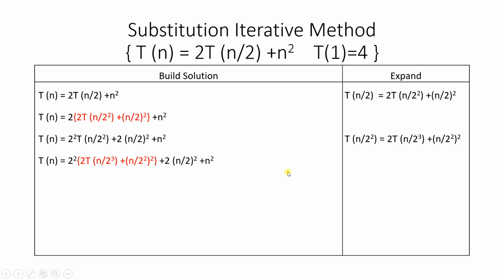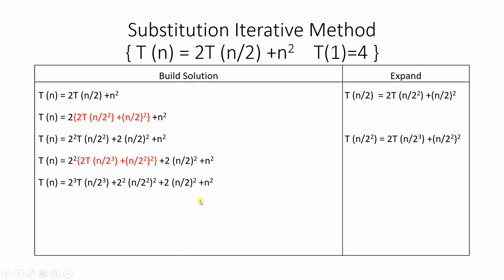So again we come back and replace this value, this T(n/2²), with the expanded equation, and then we solve it, and we get 2³ T(n/2³) + 2² (n/2²) whole squared + 2(n/2) whole squared + n².